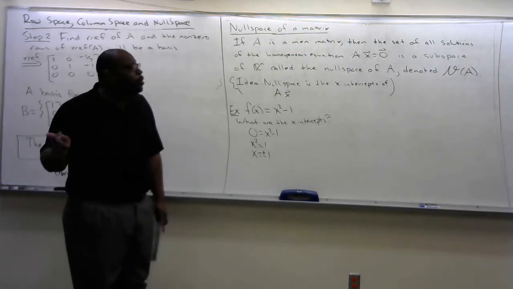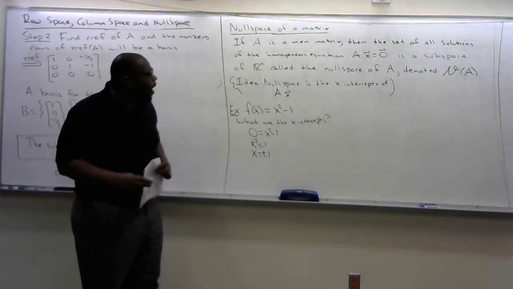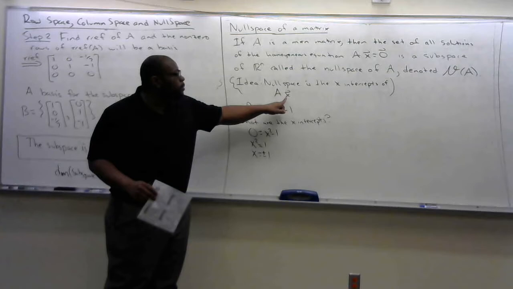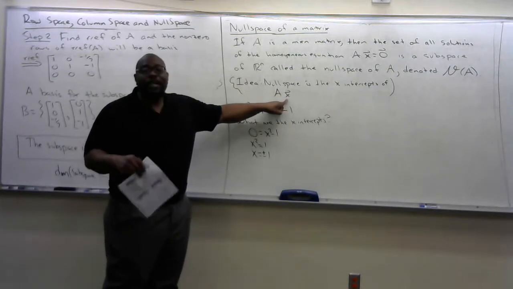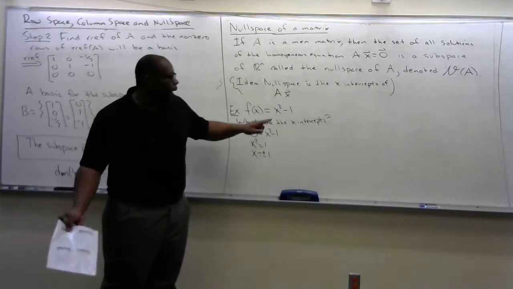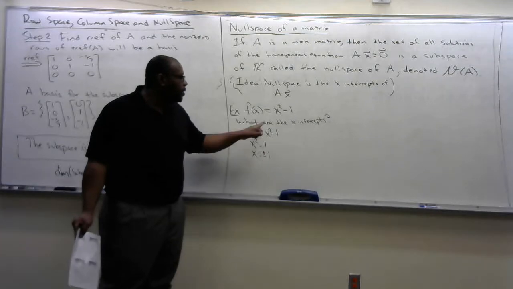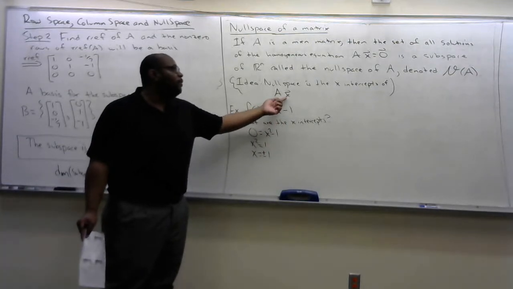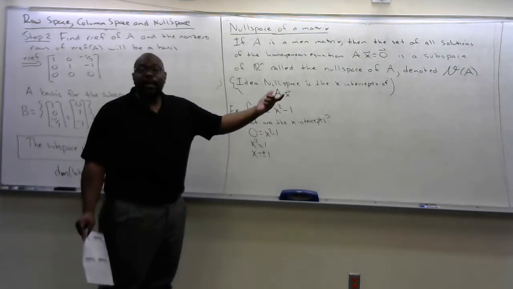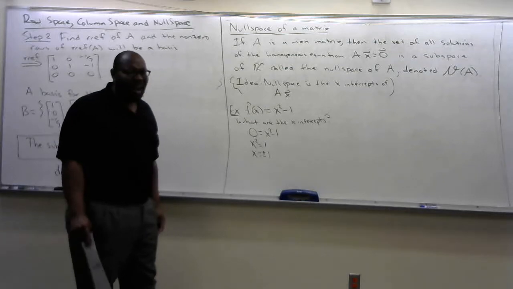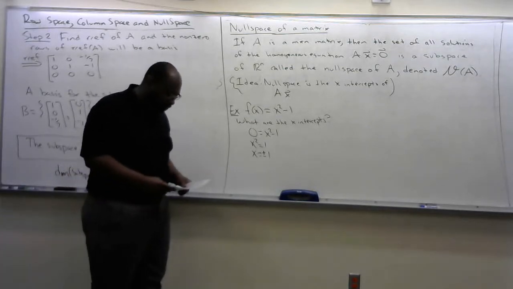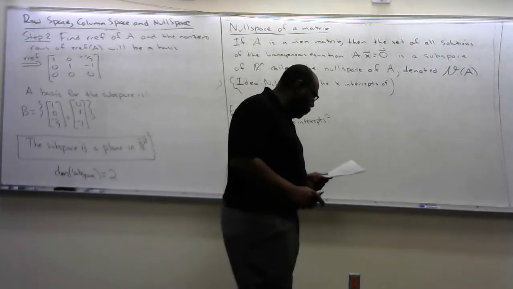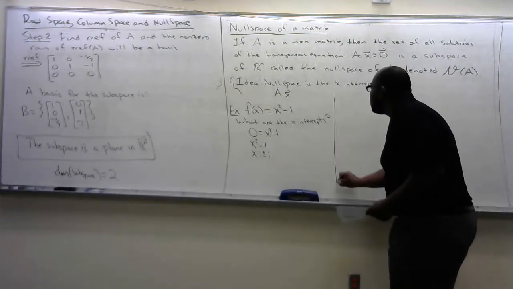So when I say null space of A, I mean that when I multiply A times my x vector, I end up with the zero vector, just like when I plug 1 into this function, I end up with 0. I hope that makes a little bit of sense. Let me show you an example.